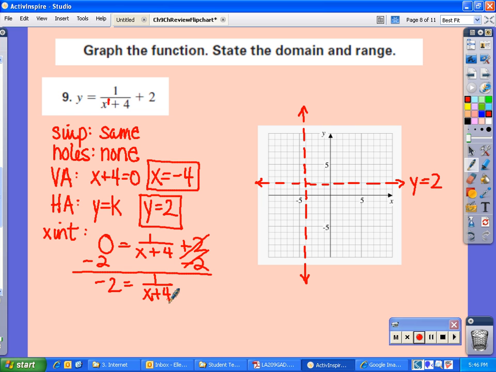I'm going to cross multiply here. And I get -2x minus 8 equals 1. Adding 8 to both sides, I get -2x equals 9. And then I divide both sides by -2, and I get x equals -9/2. This means that we have an x-intercept at -4.5.